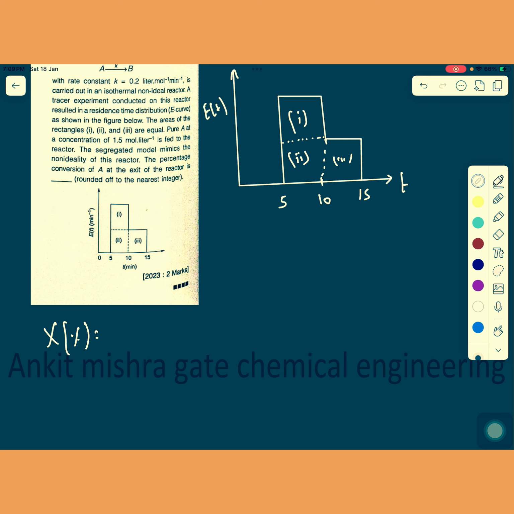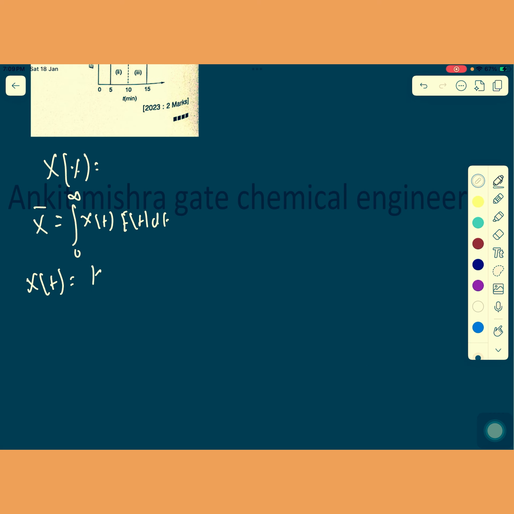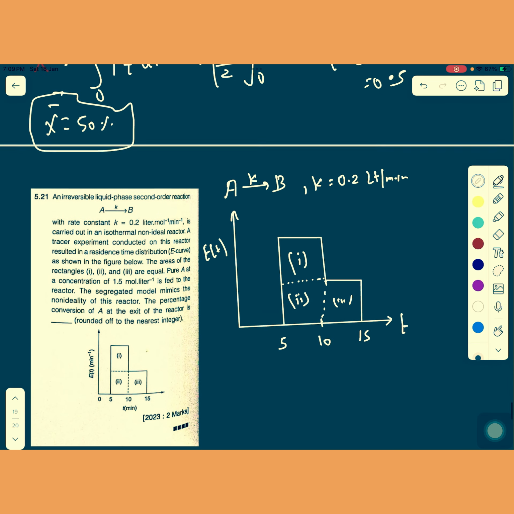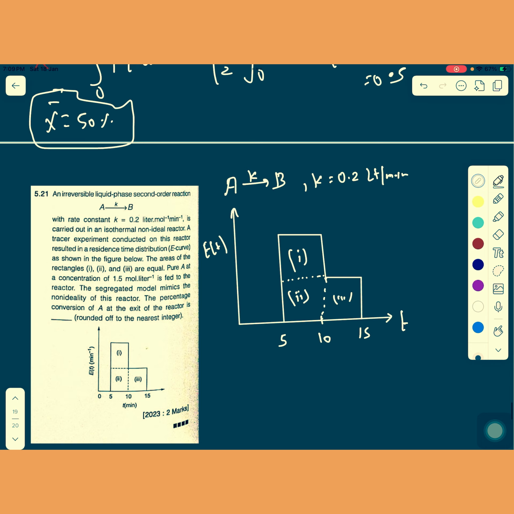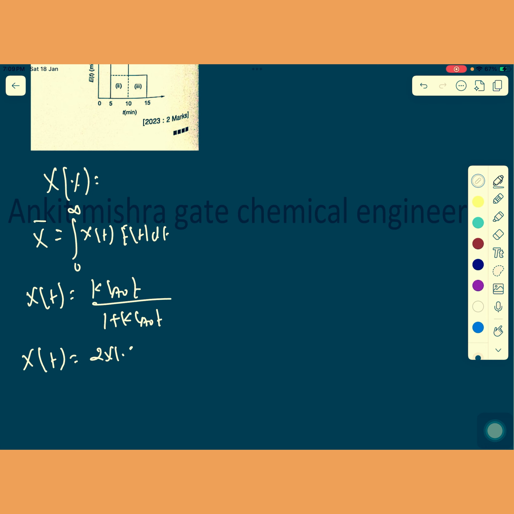So it is the same kind of problem, but again first you have to understand the equations. So if I am talking about X bar, that is equal to the integral from 0 to infinity of X(t) E(t) dt. So what is X(t)? X(t) is equal to k Ca naught upon 1 plus k Ca naught t for your second order reaction. K is given to you as 0.2, and Ca naught is also given as 1.5. So 2 into 1.5 into t divided by 1 plus 2 into 1.5 into t, that is equal to 3t divided by 1 plus 3t. So you have the X(t) value.